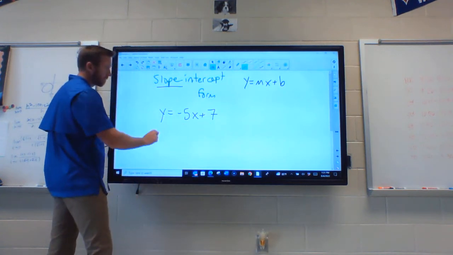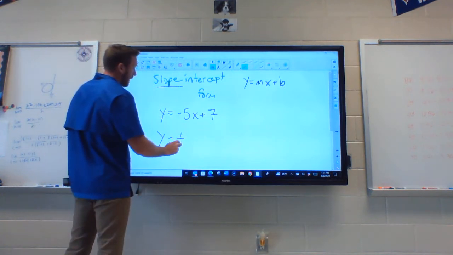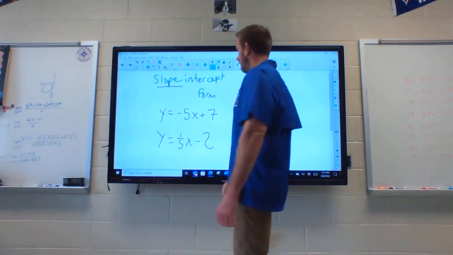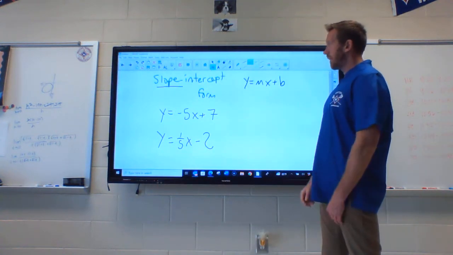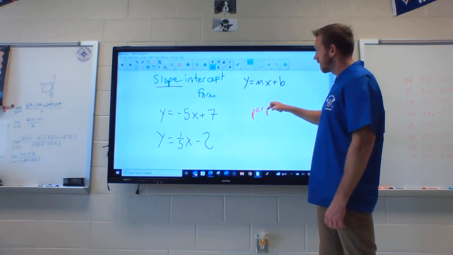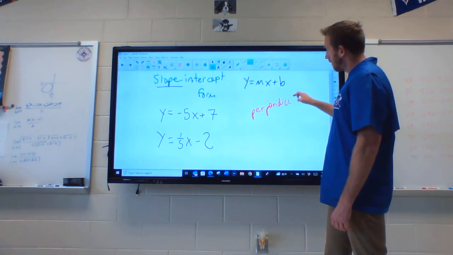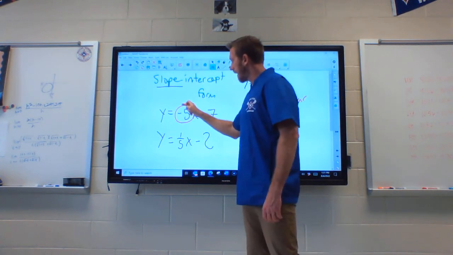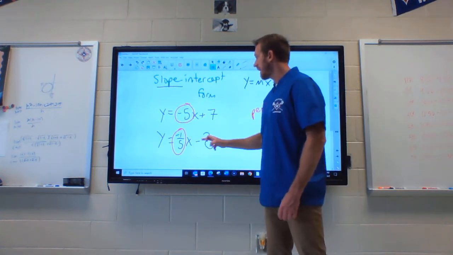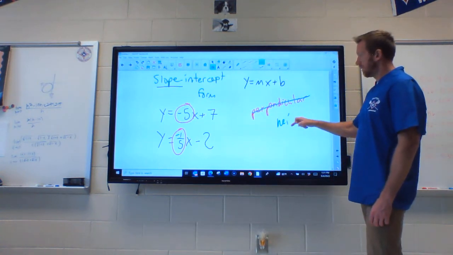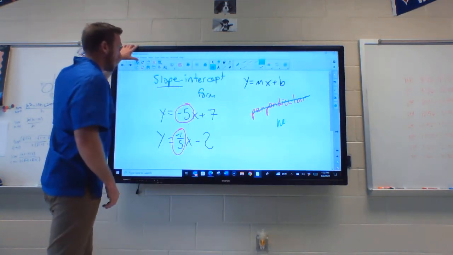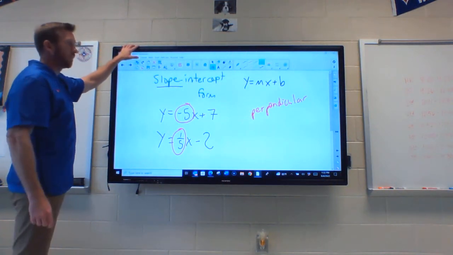Y equals -5x plus 7, y equals positive 1/5 x minus 2. Okay. Are these parallel, perpendicular, or neither? We would call these, again, perpendicular, because we have opposite reciprocal slopes. If all of a sudden I made that a negative, then it would be neither.